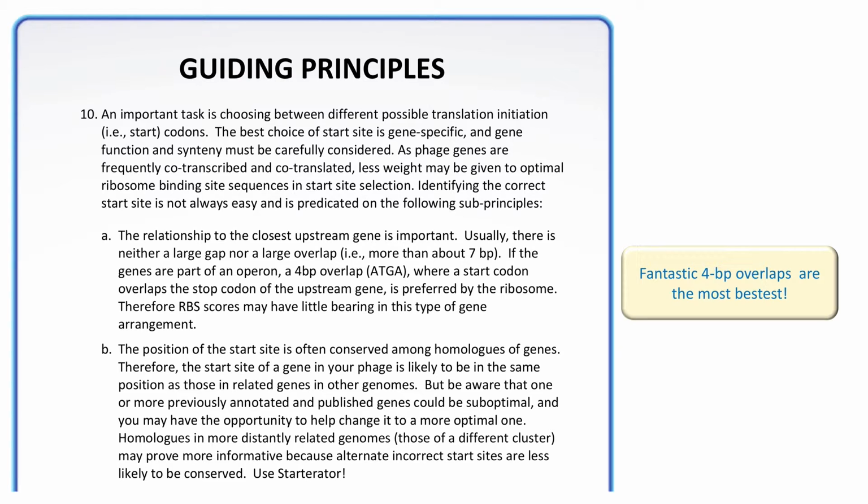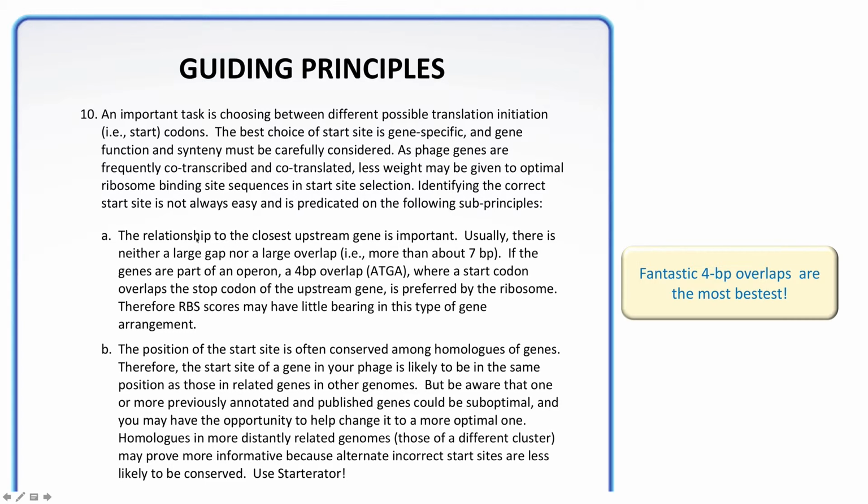Perhaps if we had 2 start choices and the data didn't point strongly to one or the other, and it could be either one, perhaps if one of them had a stronger ribosome binding site, then we might go with that start. But if you have, for example, a start that creates a 4 base pair overlap with the upstream gene, but has a horrible ribosome binding site, then we just live with the horrible ribosome binding site. The 4 base pair overlap would trump.